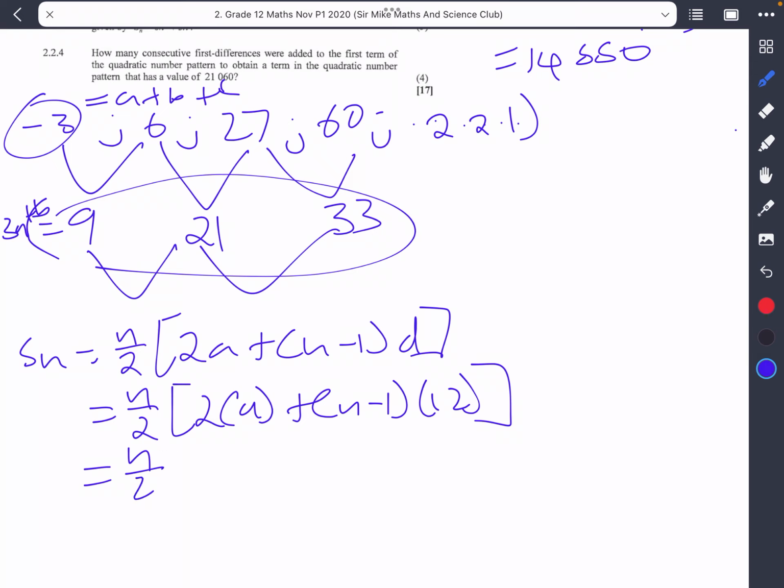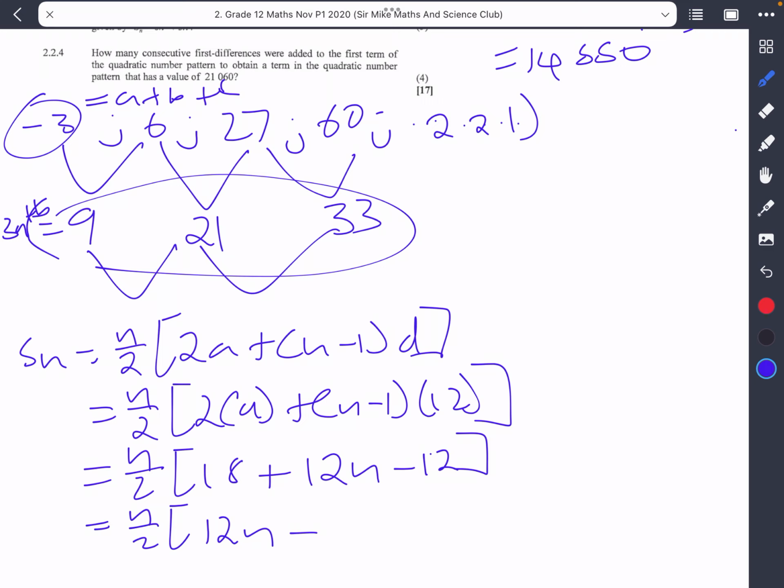Now I'm just going to simplify what's inside the square bracket first so that I don't make a mess. So this would be 18 plus, distributing, 12n minus 12. So we have n divided by 2, and inside the bracket I would have 12n, and 18 minus 12 would be equal to 6. So it would be plus 6.